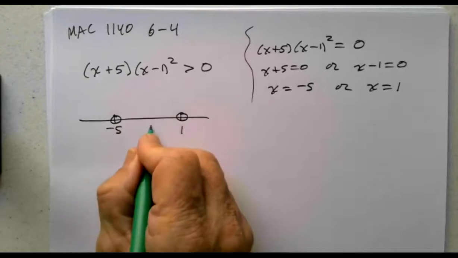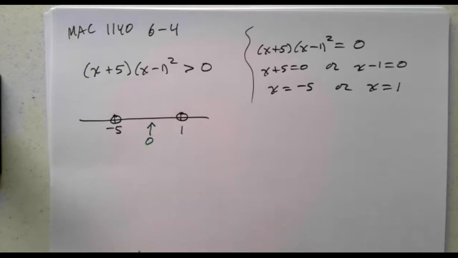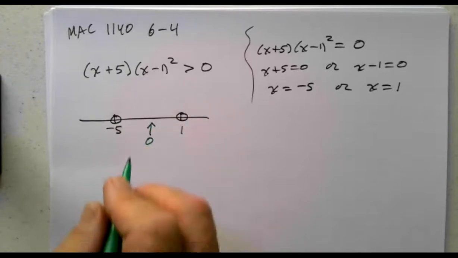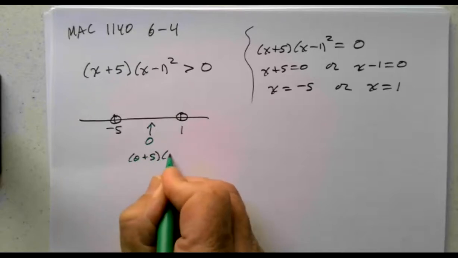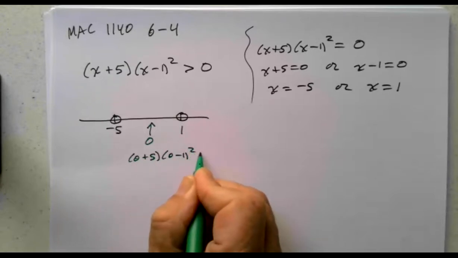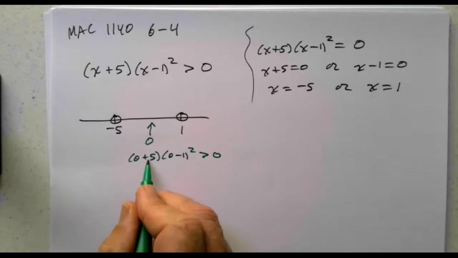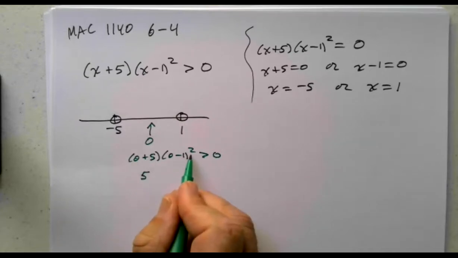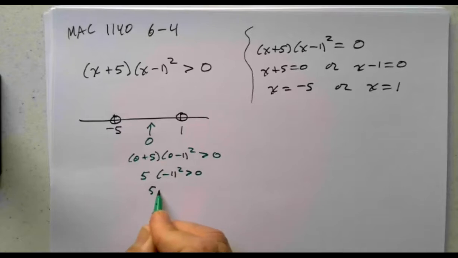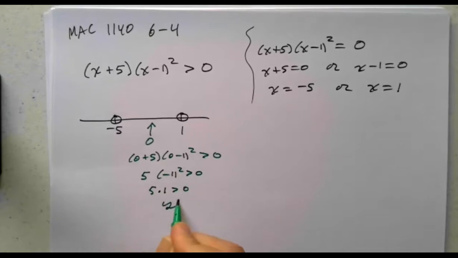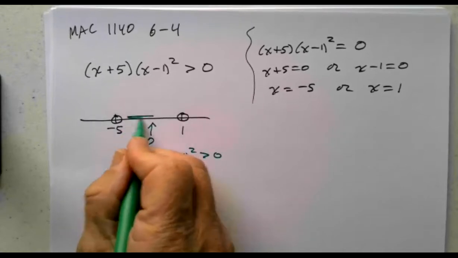0 is between −5 and 1, and that's the one I usually like to try first. So if I plug in 0 for x, that gives me (0 + 5)(0 − 1)². Is that bigger than 0? 0 plus 5 is 5. 0 minus 1 is −1, squared. Is 5 times 1 bigger than 0? Yes, it is. So I'm going to shade here.